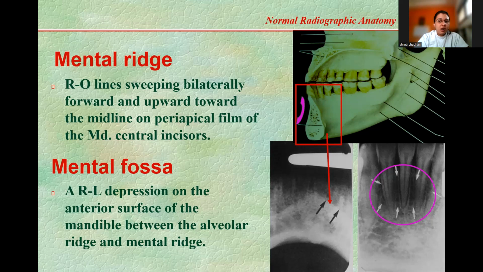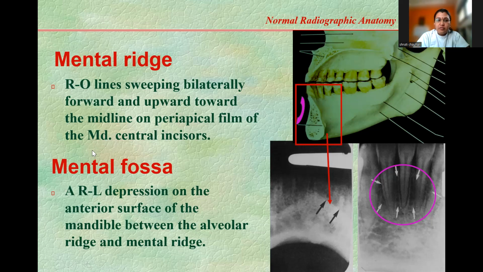Put your tongue down, try to feel, is there some line? Can you feel it from anterior to posterior? That is the mental ridge. It is a radiopaque line sweeping bilaterally forward and upward towards the midline on the periapical film of mandibular central incisors.